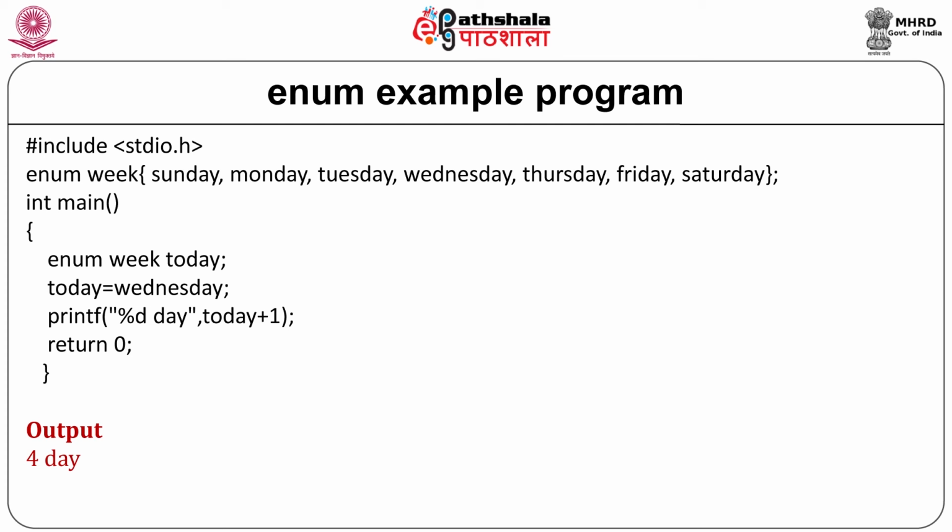In this program, we have considered a different list of data, enum week. We have considered all days, Sunday to Saturday. We are using enum week today, and today equals Wednesday. In this list, Wednesday is at the third position because the list always starts from 0. But in the printf statement, we are using today plus 1, and therefore a result of 4 will be displayed on the screen of the computer.